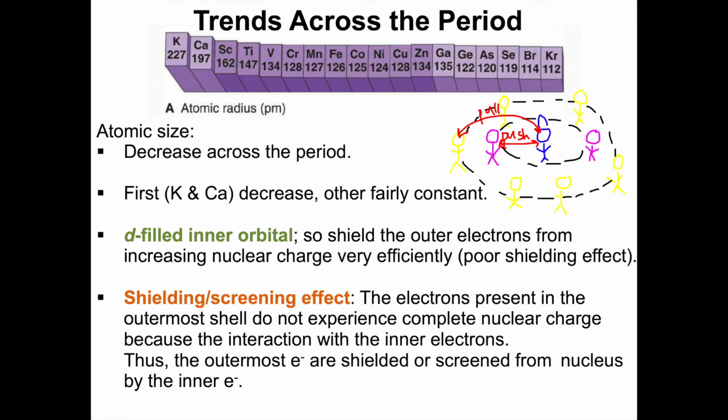Why does this happen? Because the transition metals have a d inner orbital. So what happens here? It shields the outer electrons from the increasing nuclear charge, but not very effectively. It has a poor shielding effect.